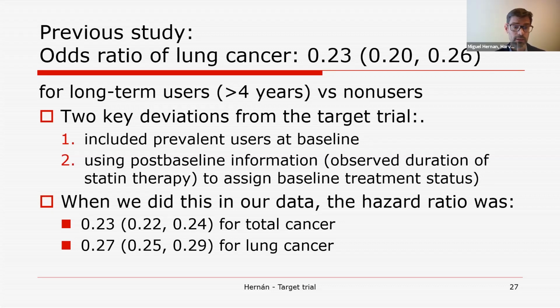But you never do that in a target trial. You never do that in a randomized trial. You don't assign people to different groups of treatment based on what they have done in the future. You assign them to different groups of treatment based on what they do at baseline. When we did this with our own data, we also found a hazard ratio around 0.2 or 0.3. But again, the problem here wasn't the observational data, it was how the data were being used.